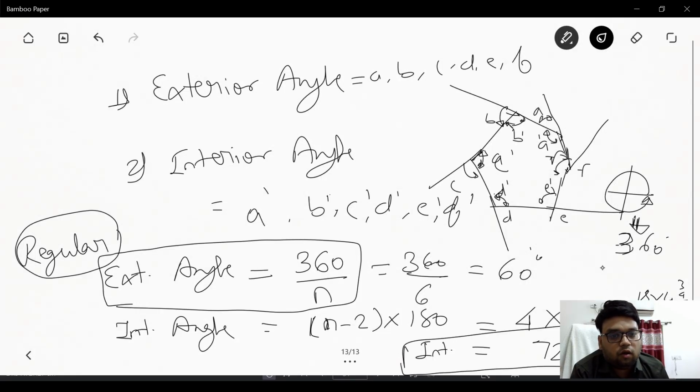So what is the value of each interior angle? To calculate the value of each interior angle, we have to divide 720 by 6 because we have 6 sides. So now the result will be 120 degrees. 120 degrees will be the result. It is as simple as that.